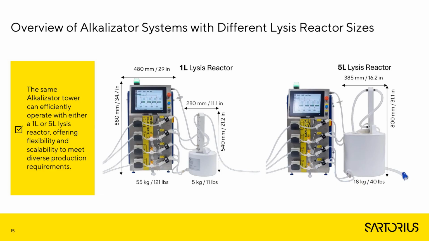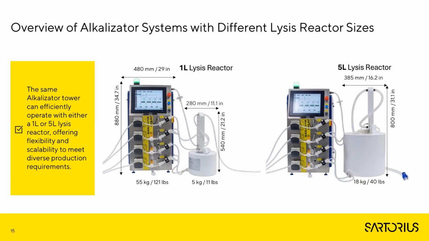So what is this fantastic machine that I'm describing? We called it the Alkalizator, a strong name because it performs one of the critical functions in the plasmid DNA downstream process. It's currently available in 2 sizes: a 1 liter lysis reactor and a 5 liter lysis reactor, and this is sufficient to service up to 10 to 50 liter bioreactor volume, so fit for the majority of plasmid DNA needs that we currently see in the market. So this has been an answer to a lot of headache that we have seen in the field of late.